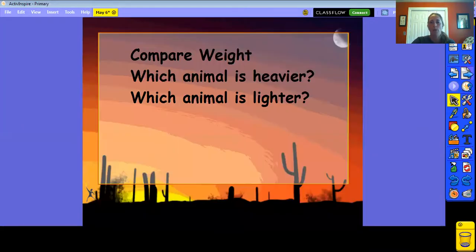All right, we're going to compare some weight now. So we have some animals. Which animal is heavier? Which animal is lighter?